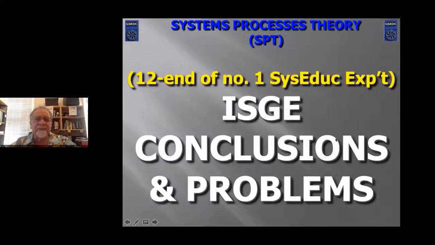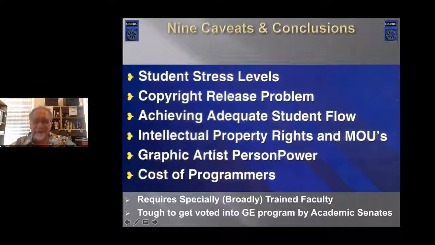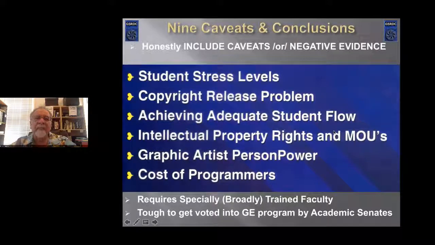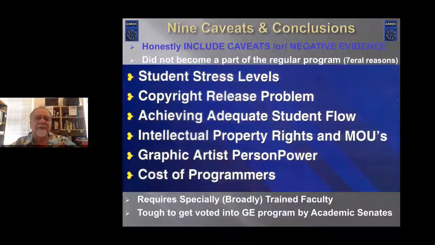But there are conclusions and problems. There are 9 caveats that I have here. And to be honest, one should include negative evidence. After all, ISG did not become part of the regular program at several universities. Why? Was it because of the student stress levels to learn so much? The copyright release problem is huge, and we can talk about that in questions if you want. Achieving adequate student flow, the students have to ask for it.